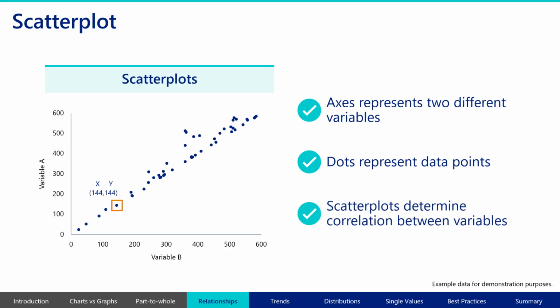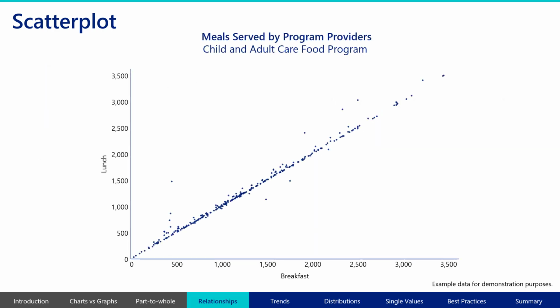Scatterplots are often used to determine if there may be a linear relationship or correlation between the two variables. Let's say you want to examine the relationship between two different types of meals served by providers in the child and adult care food program. In this scatterplot example, each dot represents the number of meals served by a given provider, with the number of breakfasts on the horizontal x-axis and the number of lunches on the vertical y-axis. The overall dot pattern illustrates a relationship between these two meal types. Providers who serve more breakfasts tend to also serve more lunches.